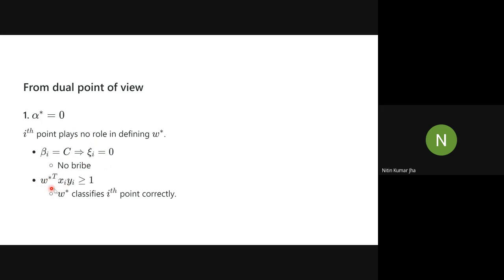And from the first constraint, if you set xi equal to 0, the first constraint becomes this, which means that W star is correctly classifying that ith point. It's very clear as well. For any point, if alpha is 0, then it is correctly classified by W star. Okay, so it's an easy part here.